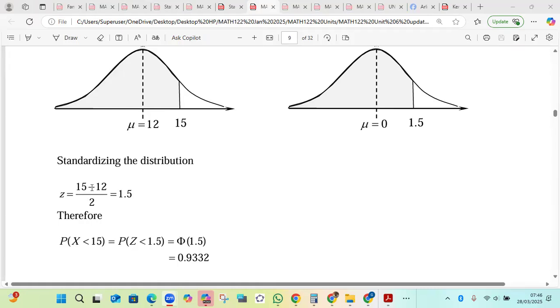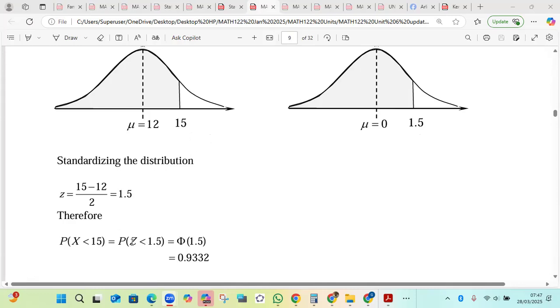So here X is 15. So we have 15 minus 12. 15 minus 12 is 3. 3 divided by 2 is 1.5. So 15 has been standardized to 1.5. So we want to find the probability that X is less than 15. That's what we're trying to find. And that would be equivalent to the probability that Z is less than 1.5.